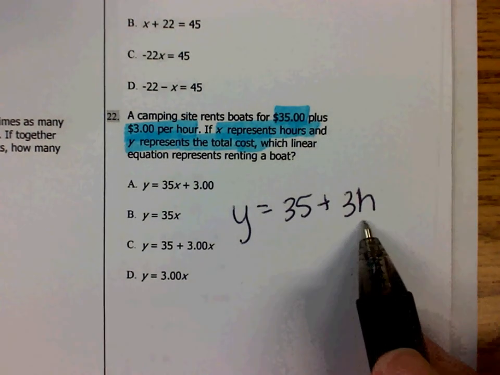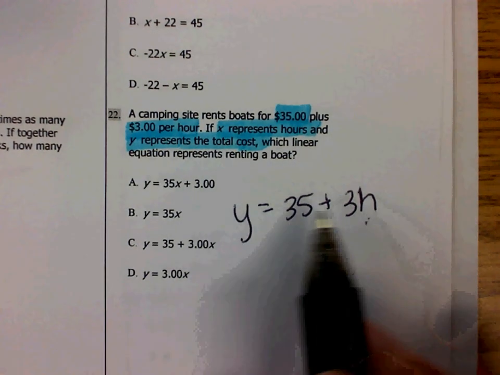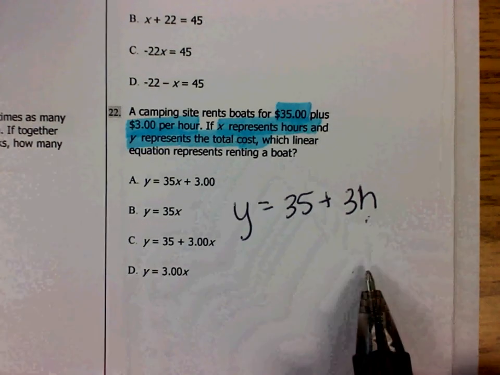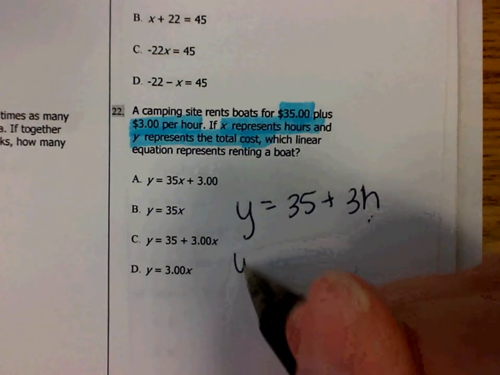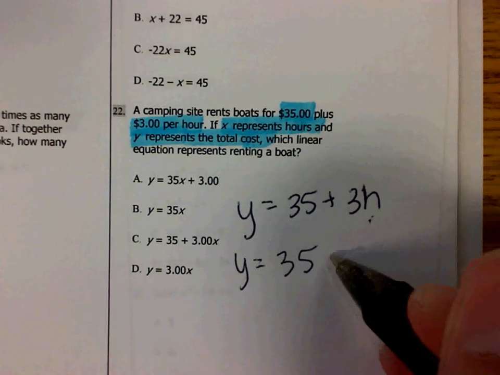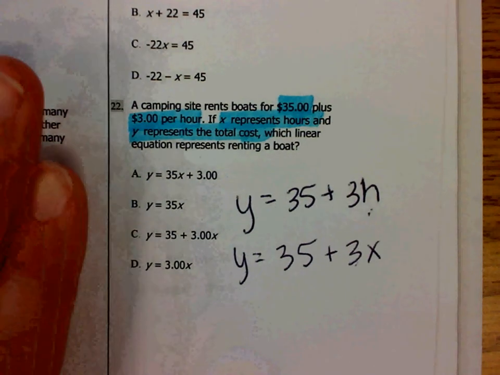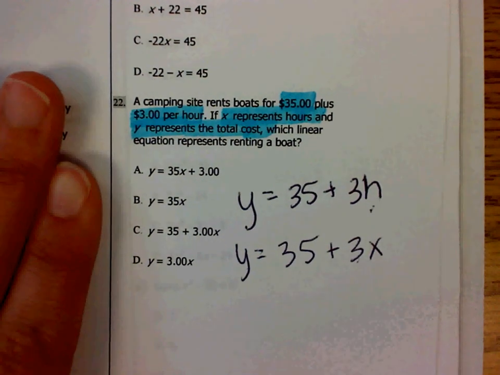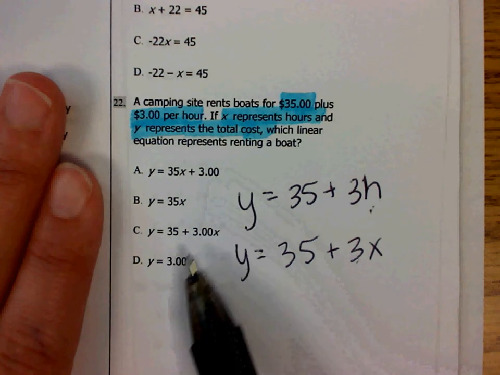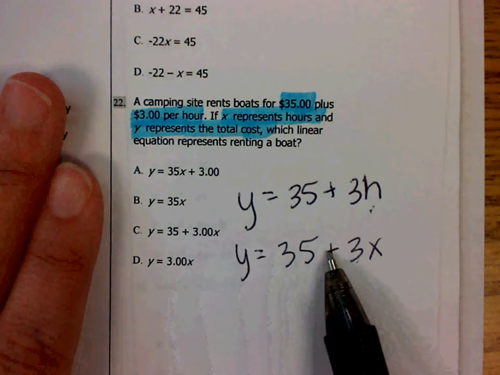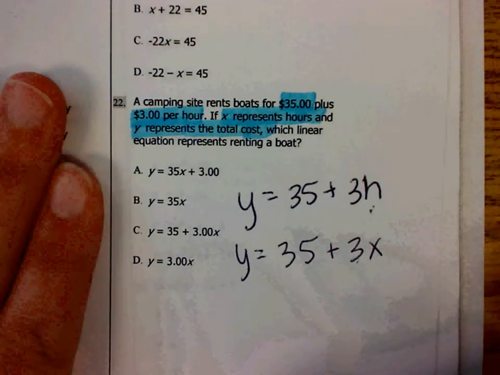Now in this example, I've started with H just so you can see that H stands for the number of hours, but in the problem, they actually want you to use X for the number of hours. So underneath that, I'm going to rewrite this problem and I'm going to substitute X for H because that's what the answers are written in. If I look at my answer choices here, they actually wrote the 3 as 3.00, so they left it as $3. It's the same thing, it's just regular 3. So the answer choice that matches this one best is C.